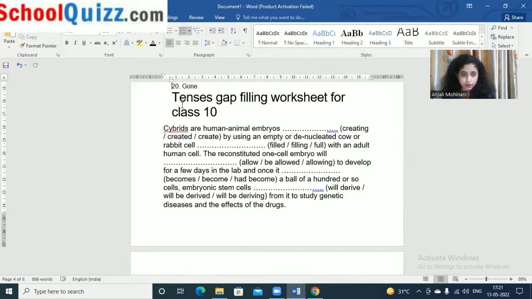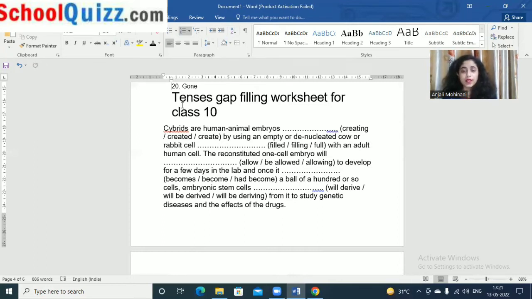Okay. Let us start. Hybrids are human animal embryos dash, creating, created, or create. Which word should be included in the dash? So for that we have to read the sentence which is given after also. Hybrids are human animal embryos creating by using an empty or denucleated cow or rabbit cell. So now created will be there, creating will be there, or create will be there. Hybrids are human animal embryos created by using an empty or enucleated cow or rabbit cell. Now we have used created.